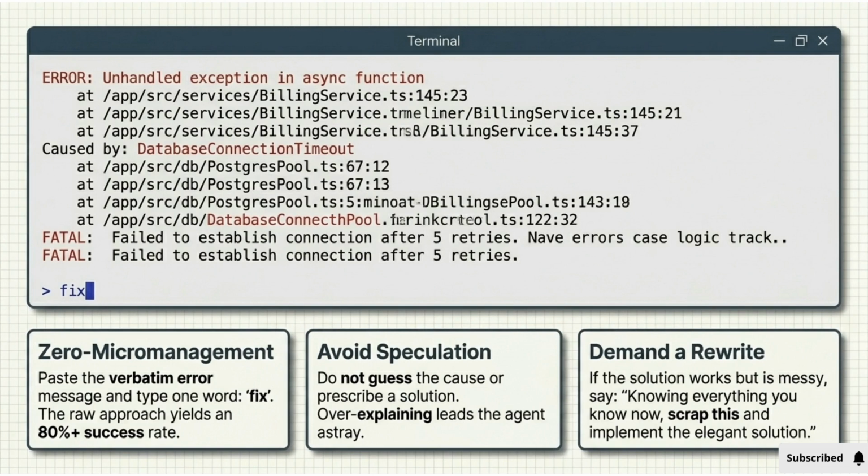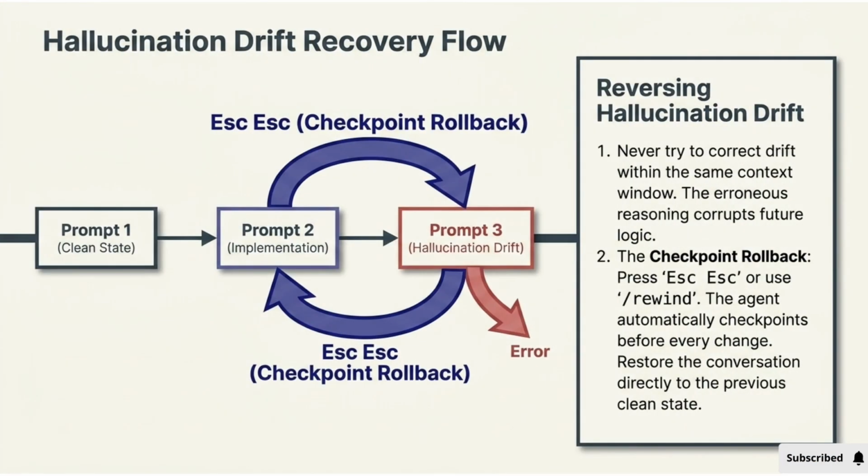When debugging, use zero micromanagement. Paste the verbatim error message and type fix. Avoid speculation and instead demand a rewrite if the solution is messy. To reverse hallucination drift, never try to correct it within the same context window. Use ESC or /rewind for checkpoint rollback, restoring the conversation to the previous clean state.